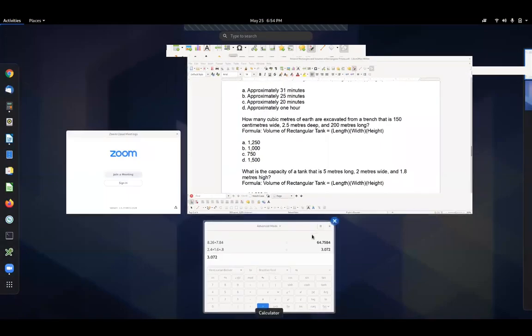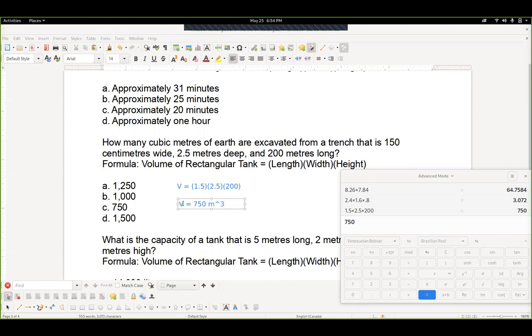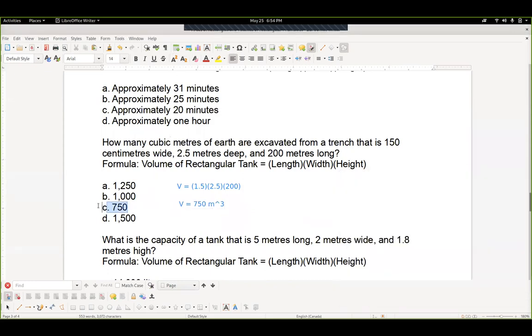And we use our calculator, clear out that previous answer. And we get 1.5 times 2.5 times 200, which gives us 750. So the volume equals 750. And this is meters cubed. So they're asking how many cubic meters of earth are excavated? Well, 750 cubic meters, so answer C.